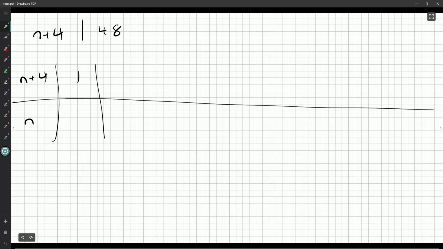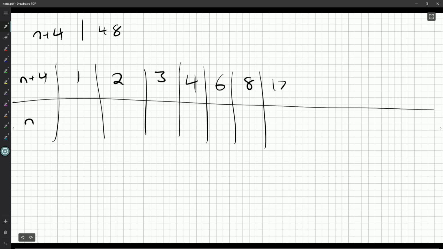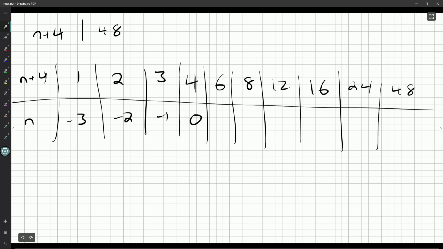Okay? So n plus 4 could be 1, then we could have 2. 3 is a factor of 48, so is 4. 5 isn't. 6 is. 7 isn't. 8 is. 12. Going with 3, you get 16, 24, and 48. And subtracting 4 from these gives us our possible n values. 8, 12, 20, and 44.